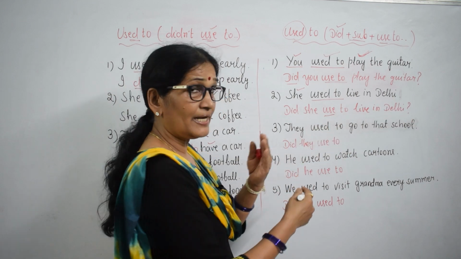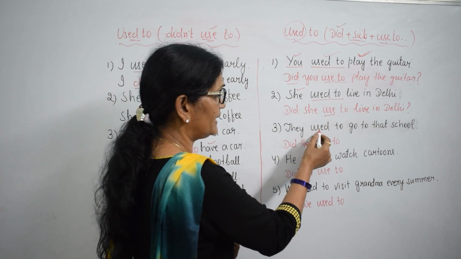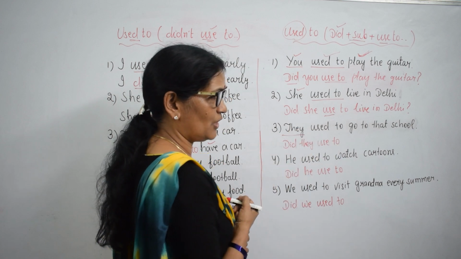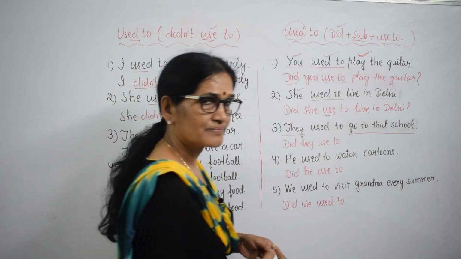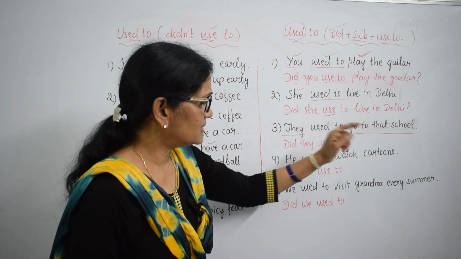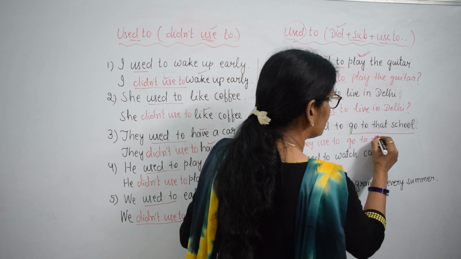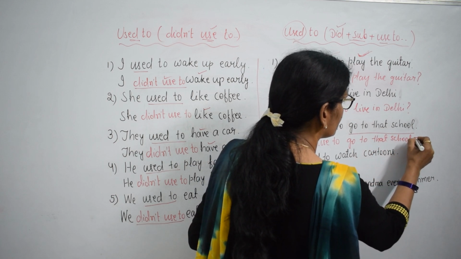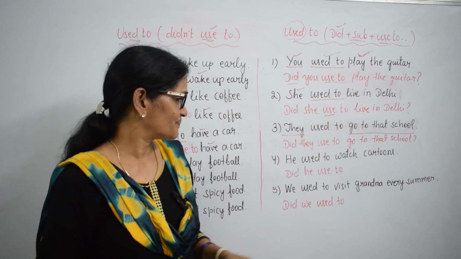They used to go to that school. They didn't, negative: they didn't use to. Interrogative: did they? Did they, subject they, did they use to, without D. Then go to that school. Okay, go to that school. Question mark. Did they use to go to that school?